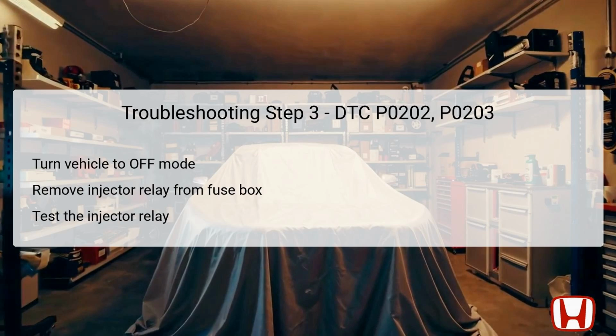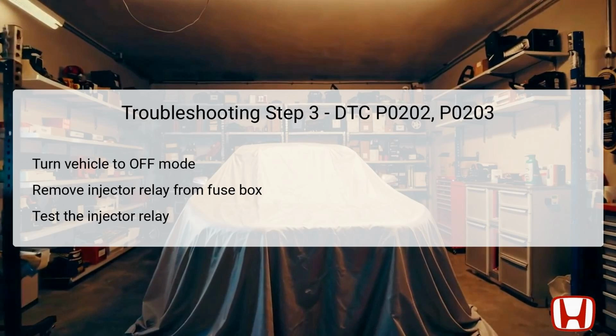The next step is to assess the injector relay. Start by switching the vehicle to the off mode to ensure safety during testing. Next, remove the injector relay from the underhood fuse relay box. With the relay disconnected, perform a test to verify its functionality. This can typically be done using a multimeter to check for continuity or operation, based on the manufacturer's specifications.